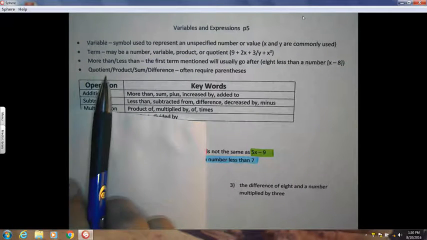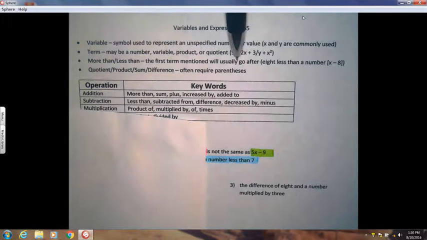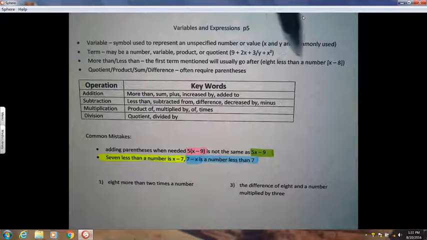More than or less than, the first term mentioned usually goes after. So this is a common mistake. So when I say 8 less than a number, it's x minus 8. So you don't write it exactly how it's written. If I say what's 8 less than 20, you would say that's 12. But if you write 8 minus 12, you'll get it wrong. So remember, more than or less than, the first term goes afterwards.